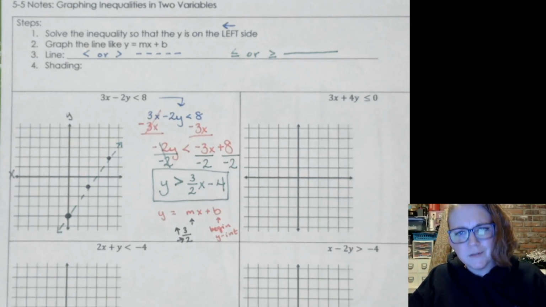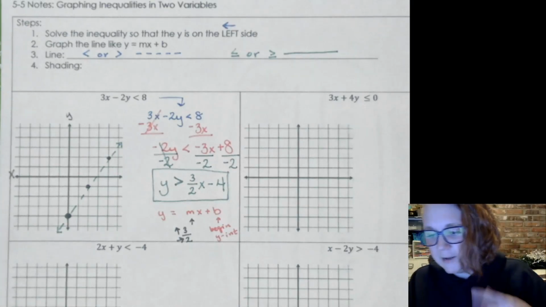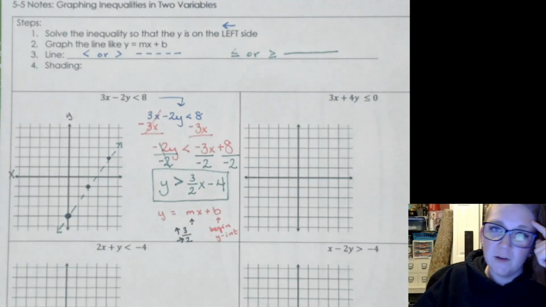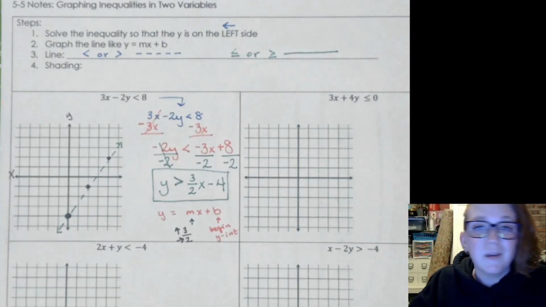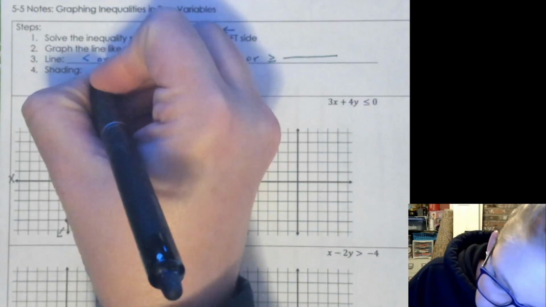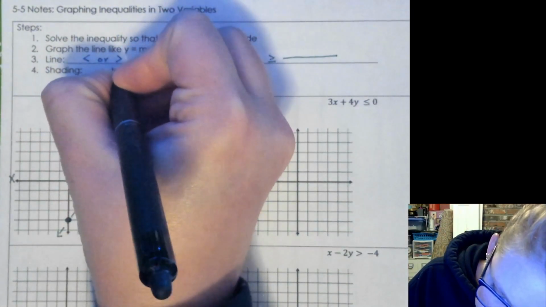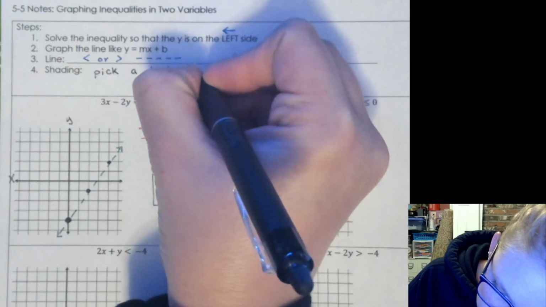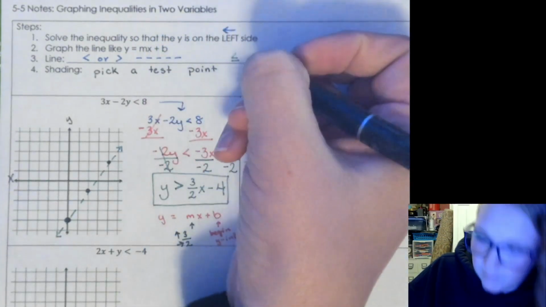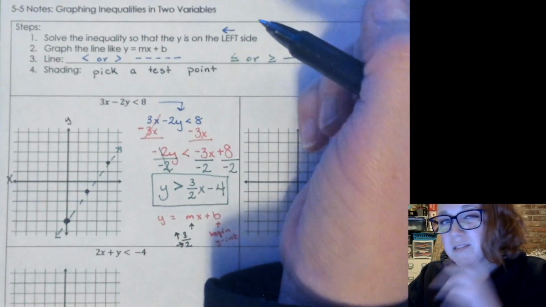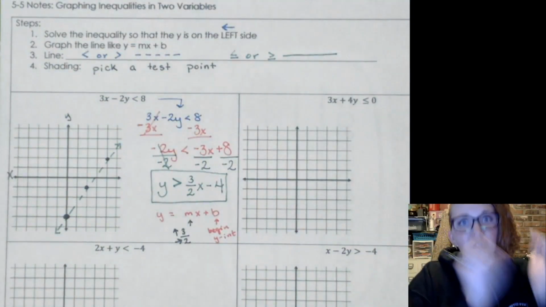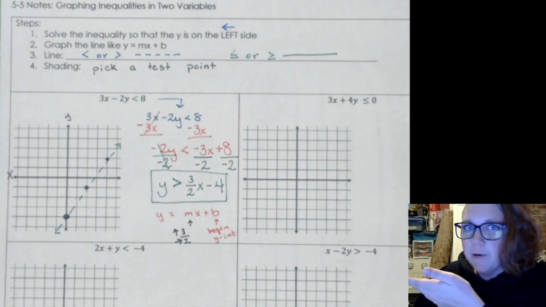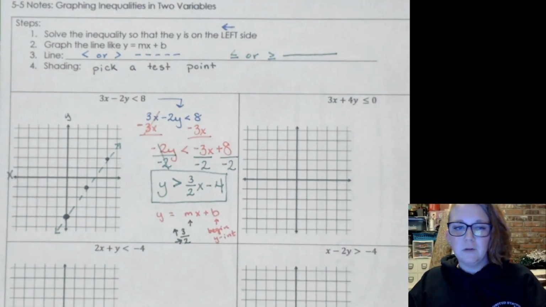See, not bad so far. We're doing good. Now the next part is for shading. The easiest way to figure out the shading, honestly, is to plug in a point. So for shading, you're going to pick a test point. If it works, you're going to shade that side of the line. If it doesn't work, don't shade that part of the line. Very simple. Let me show you what I mean here.